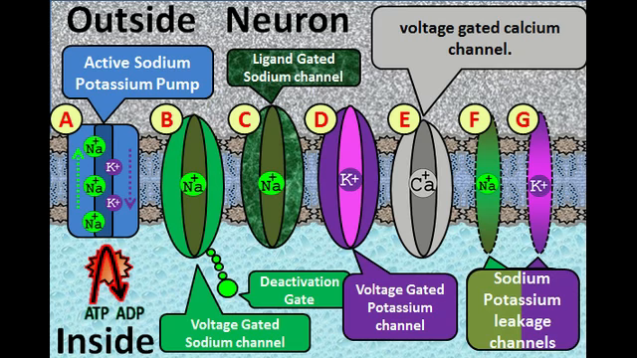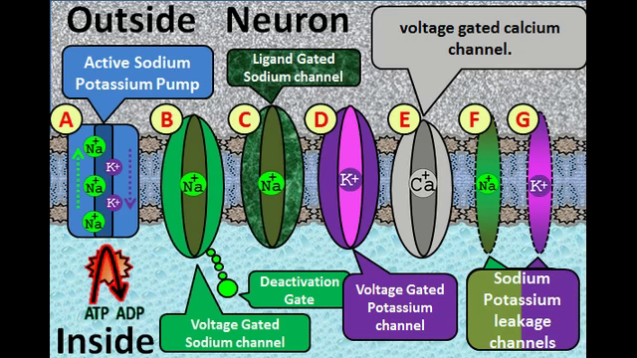The voltage-gated sodium channel, labeled B, opens when the membrane potential reaches a threshold value of minus 55 millivolts to allow sodium to move through the membrane. This channel also has a deactivation gate that blocks the passage of sodium ions after the voltage peak is reached, which prevents extra unwanted passage of sodium ions until current operation is completed.